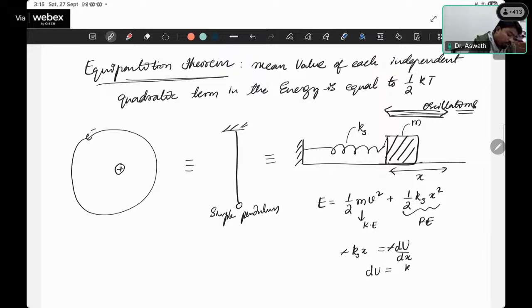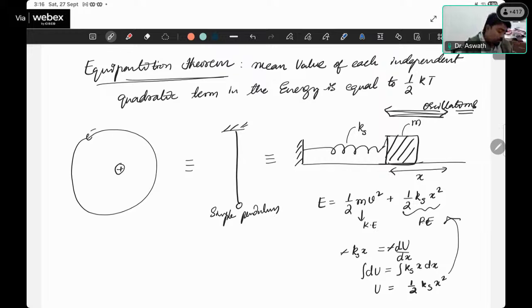The minus sign on the left and right cancels. du is equal to k_s into x into dx. Now there is a derivative on the left and right, so I'll integrate. So u would become half k x square. That is what I have written, a potential energy of a spring mass system.